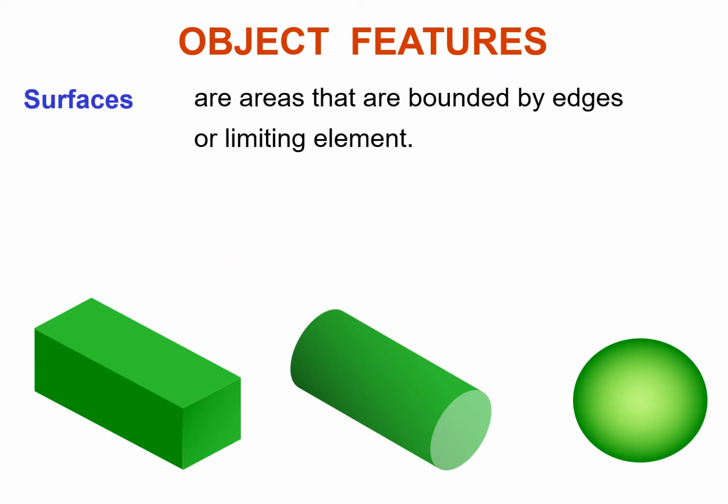Then there are surfaces. Surfaces are the areas that are bounded by edges or limiting elements. We will be talking about limiting elements in a while, and the edges, we already know what the edges are. Edges are these lines that separate the faces from each other. In this case and in this case, this was an edge, and in this case there was no edge.